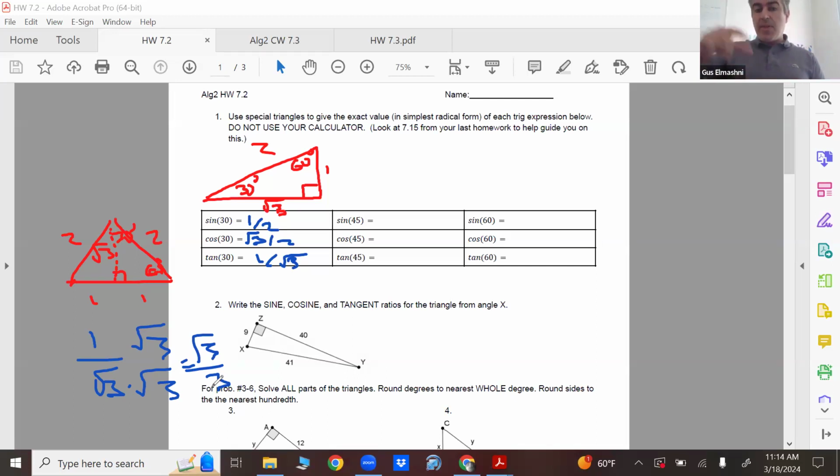For 60 degrees, now you look at the other angle. So the sine will be root 3 over 2, the cosine will be 1/2, and the tangent will be root 3, or root 3 over 1. Whatever you want to do.